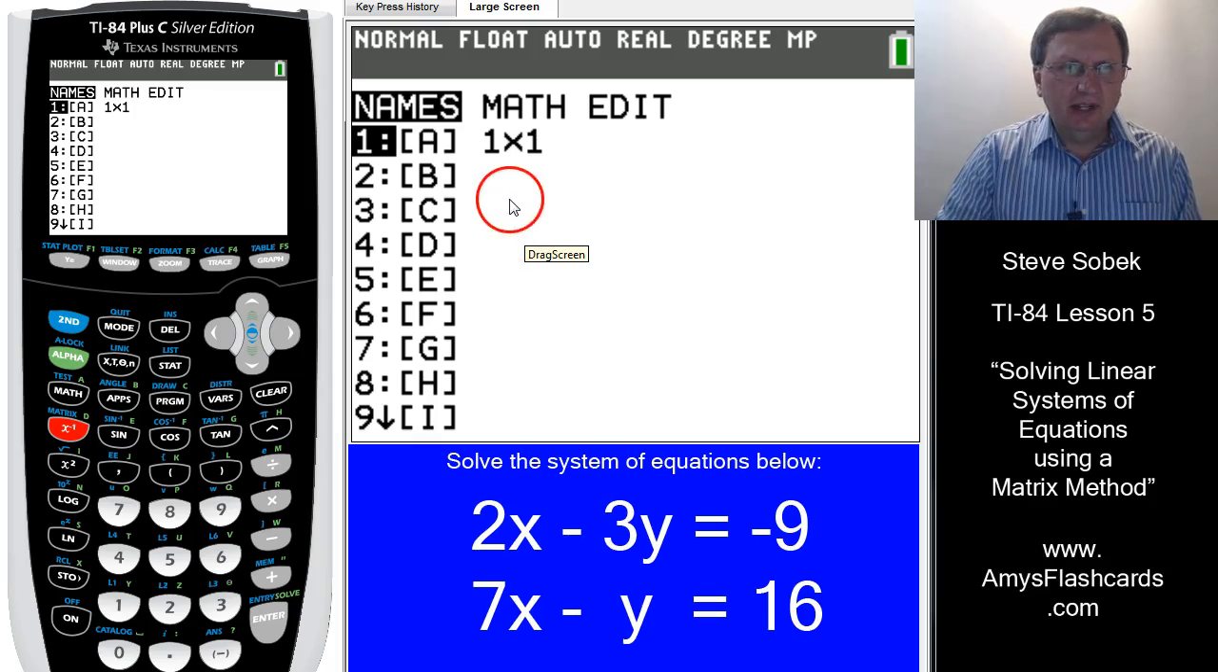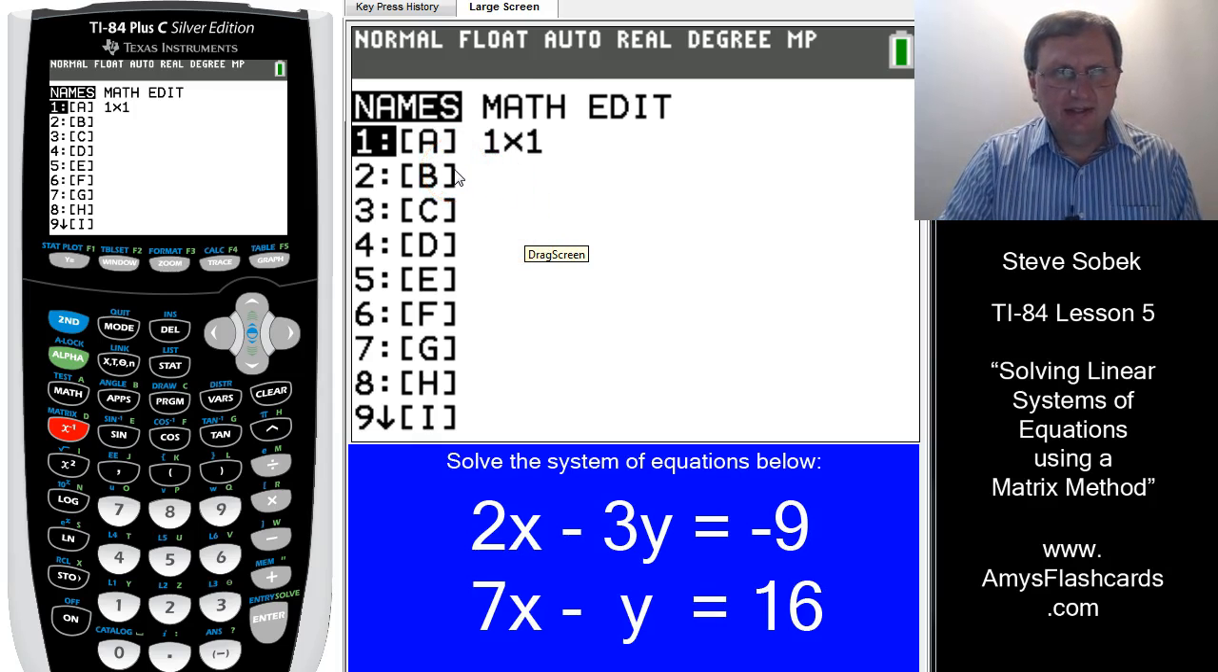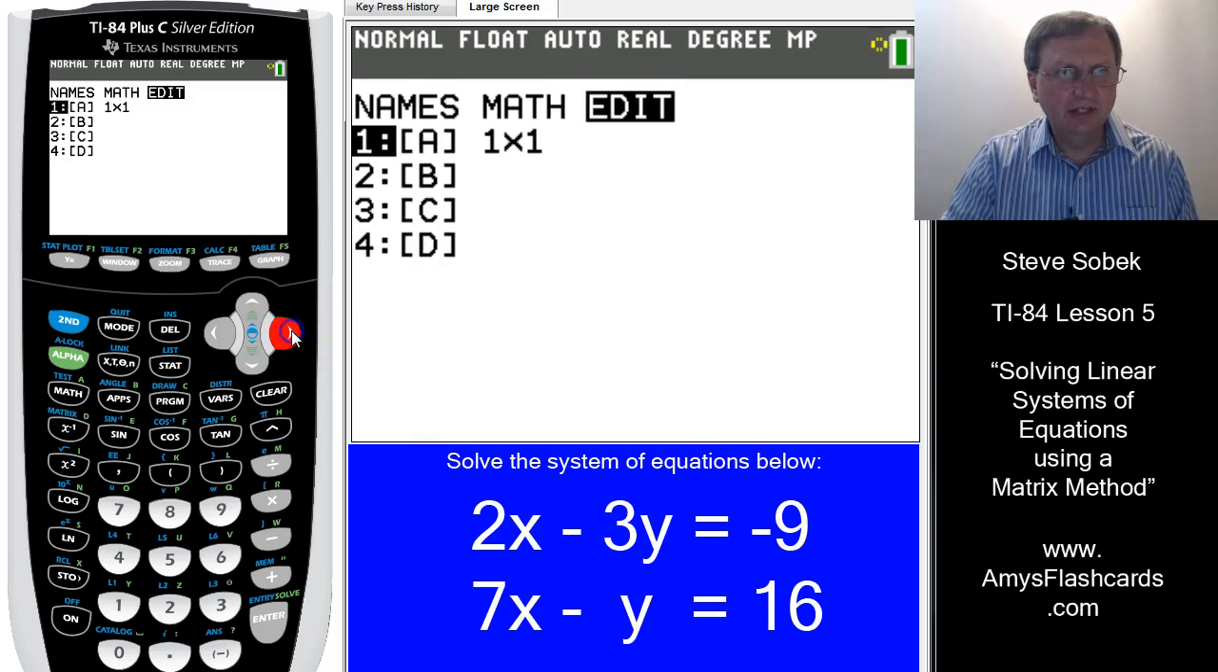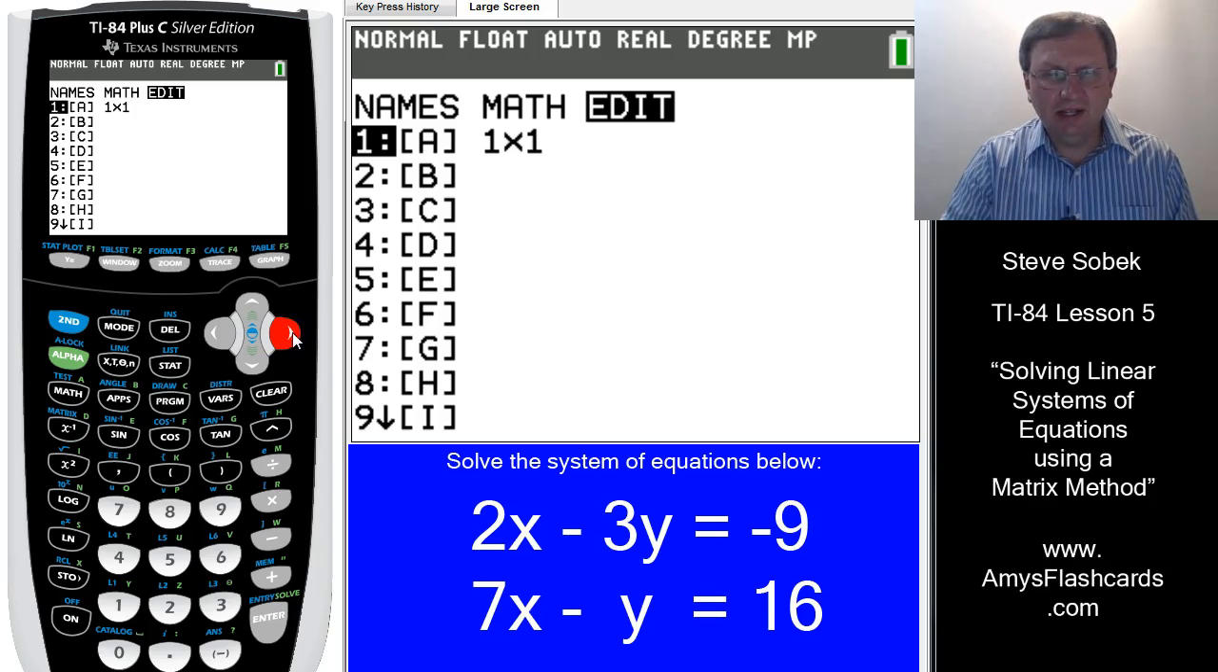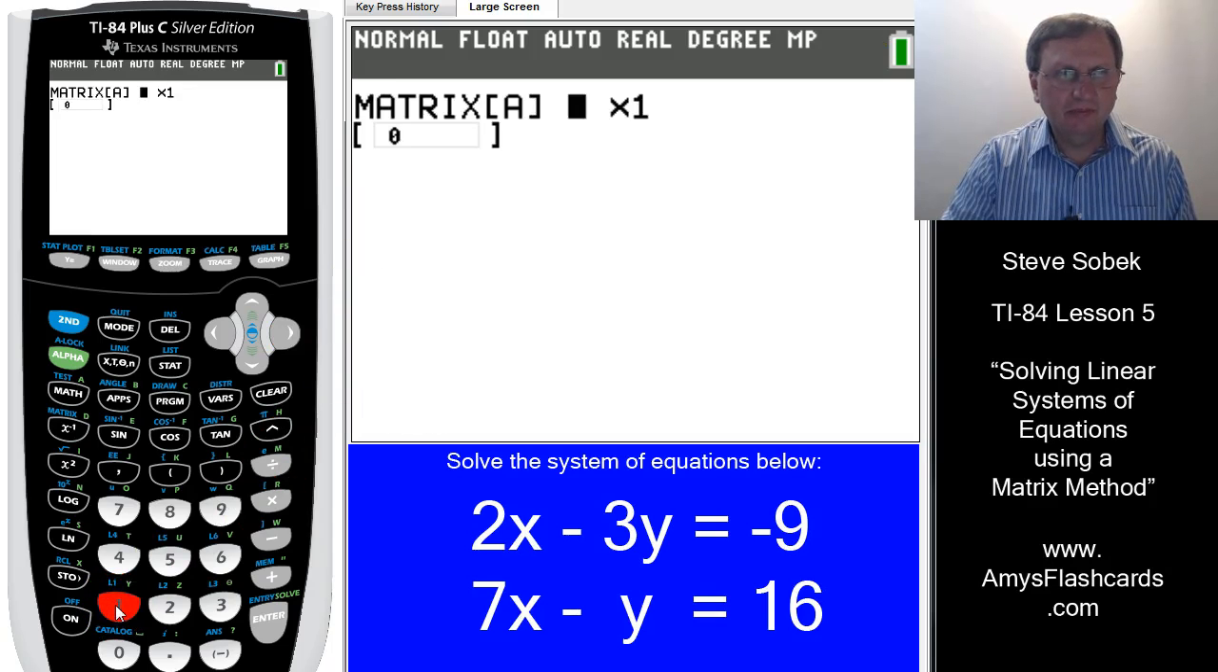We desire to edit matrix A. So we have to highlight edit. Either hit your right arrow key, that's right here, twice, or you could have hit your left arrow key once, either way, to highlight edit. Which matrix are we going to edit? Matrix A, which is number 1. So let's hit number 1.